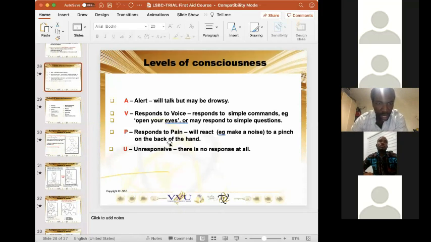And again, P is responsive to pain. Some will respond, but only with pain. So sometimes you can pinch them to check whether they respond to pain, or make noise to check whether they respond, or tap the back of the hand to check whether the person is unconscious or conscious. If there is no response at all, that's where you apply your CPR.